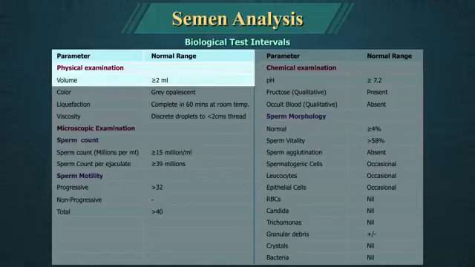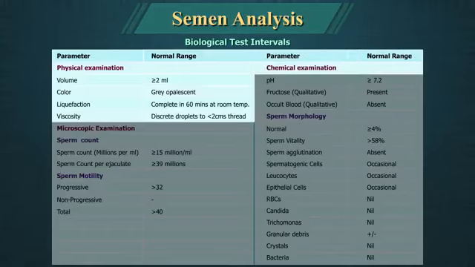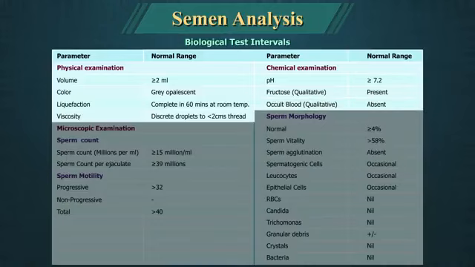Volume should be more than 2 ml. Color is gray opalescent. Liquefaction time should be completed in 60 minutes at room temperature. Viscosity: discrete droplets of less than 2 cm thread. Chemical examination: pH should be more than or equal to 7.2. Fructose is present. Occult blood absent.